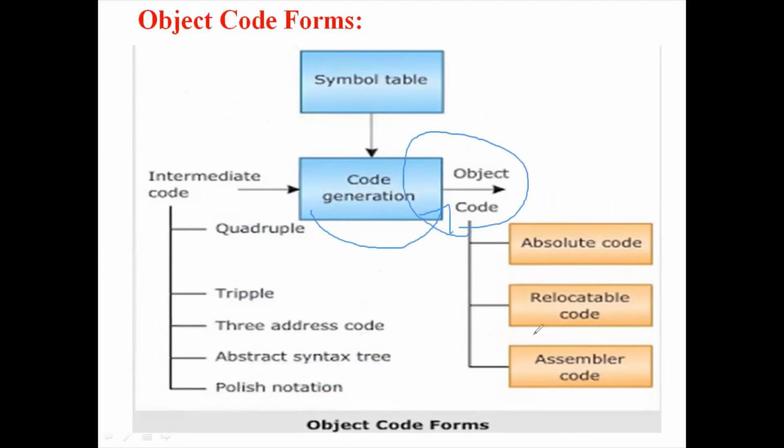In object code, we have three object code forms. What are the forms? The first one is absolute code. The second one is relocatable code. The third one is assembler code.